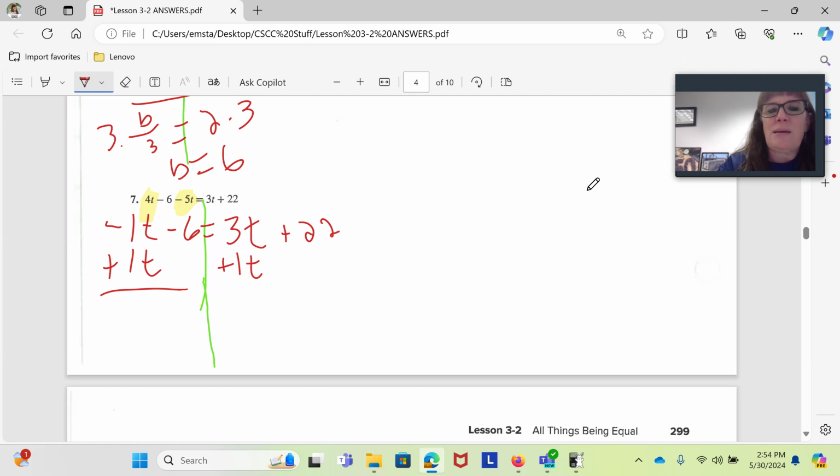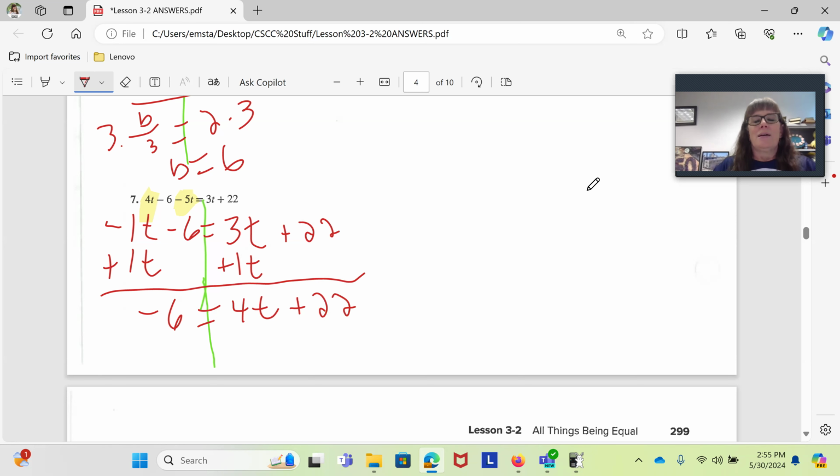That division step only happens once and it's at the end. I have negative 6 left here. 3t plus 1t is 4t plus 22. All right, it's looking better. Looks a little less ugly.